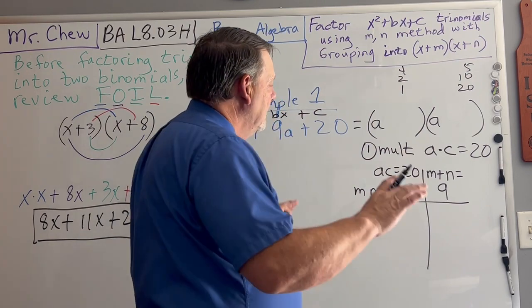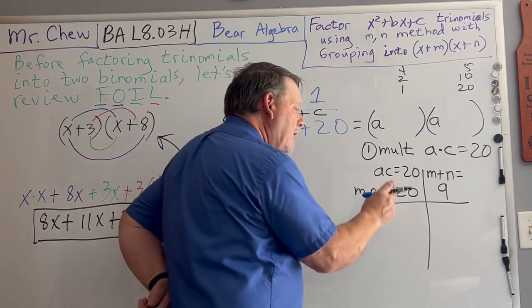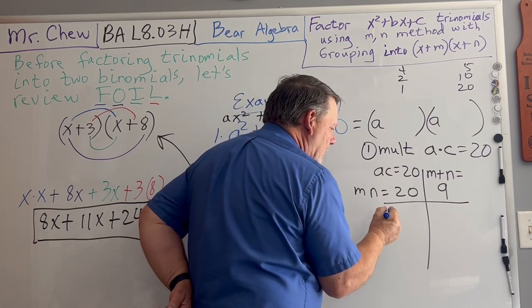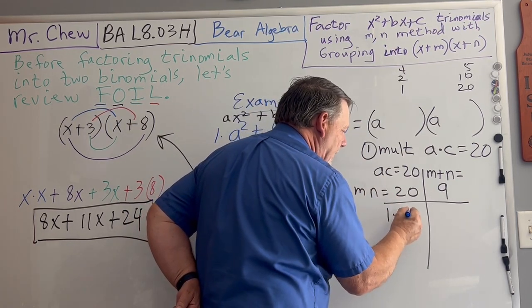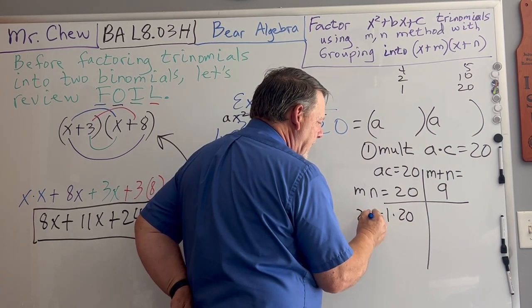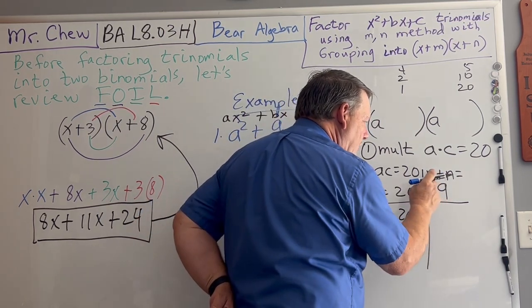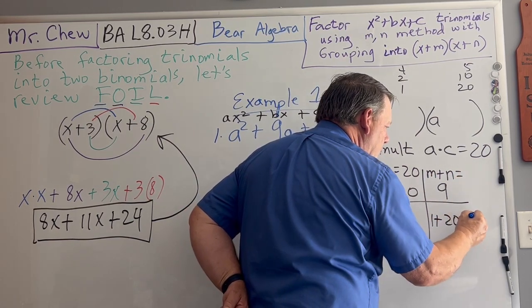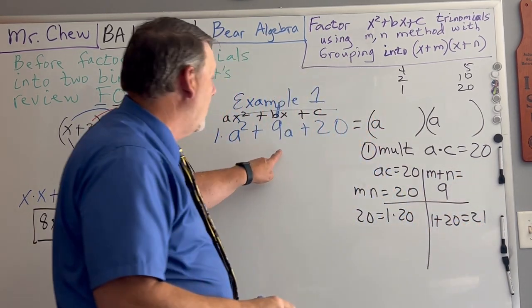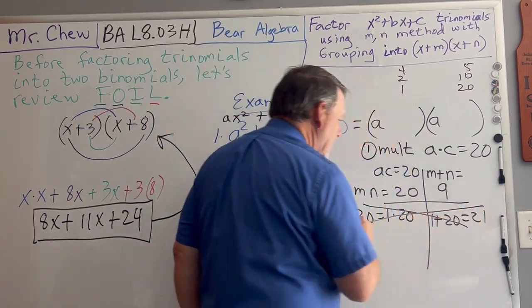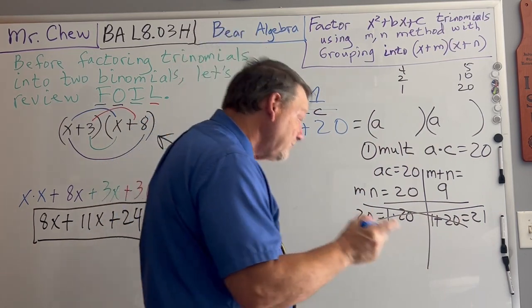Okay? All right. So I always tell everyone, what's the lowest number you can divide 20 by? Well, it's 1 times 20. Well, 1 times 20 equals 20. Now over here, I'm going to do 1 plus 20, which is 21. Now, is 21 a 9? No. So that one does not work. So I just put a big X through it.